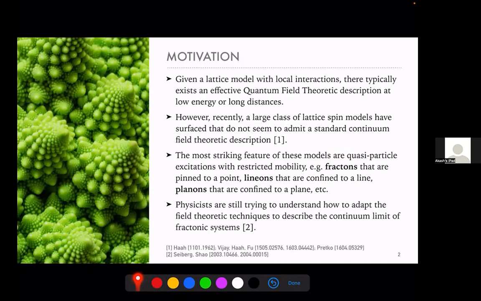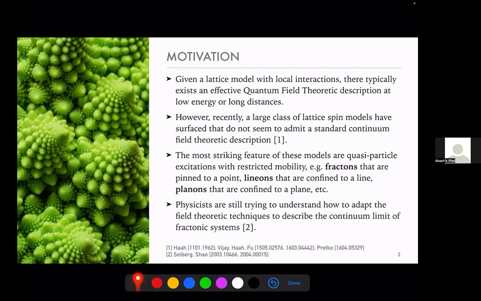There are other more exotic higher dimensional excitations. For instance, there are things called lineons that can only move in a line, or planons that can move in a surface. And if you're in higher dimensions, then you can have higher generalizations of these things. I think it's a fair statement to say that we are still trying to understand what these systems really mean, and how you can describe these systems in the continuum limit.